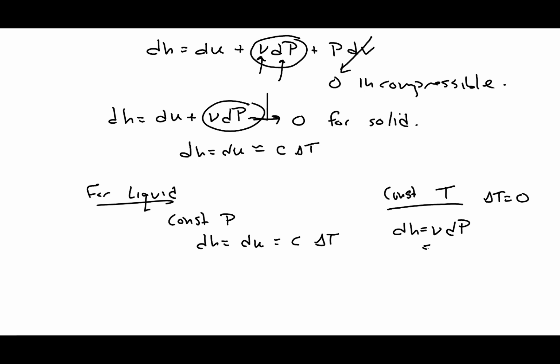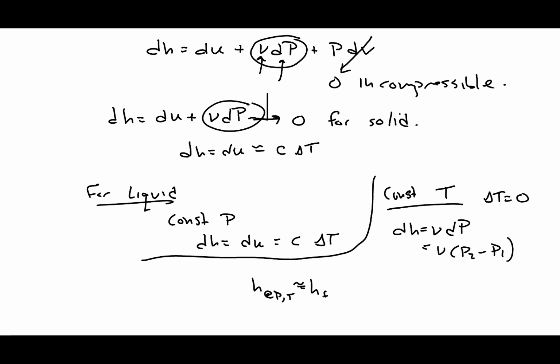So this is equal to v (P2 minus P1). So this enthalpy at a certain pressure and temperature is approximately equal to the enthalpy of the saturated liquid at the temperature, plus the specific volume of a saturated liquid at the current temperature, multiplied by P minus P sat at the temperature of interest.